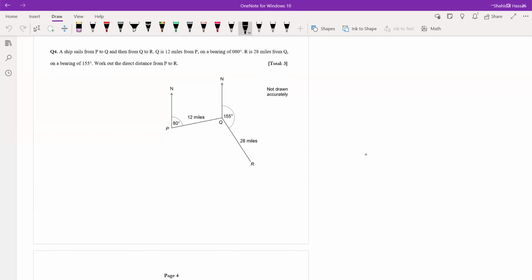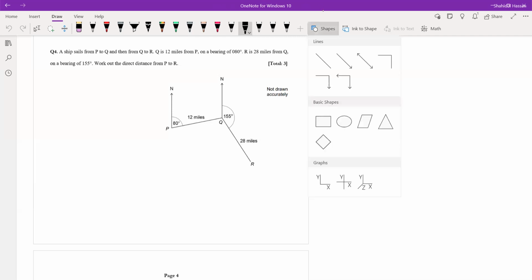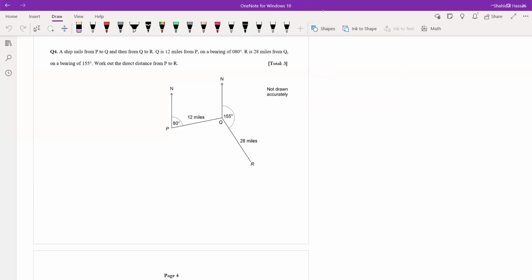Question number 4. We have a ship that sails from P to Q and then from Q to R. Q is 12 miles from P on a bearing of 80 degrees. R is 28 miles. All the information is given in the diagram. Work out the distance from P to R. Okay, so we are supposed to find the distance from P to R. That should be easy.